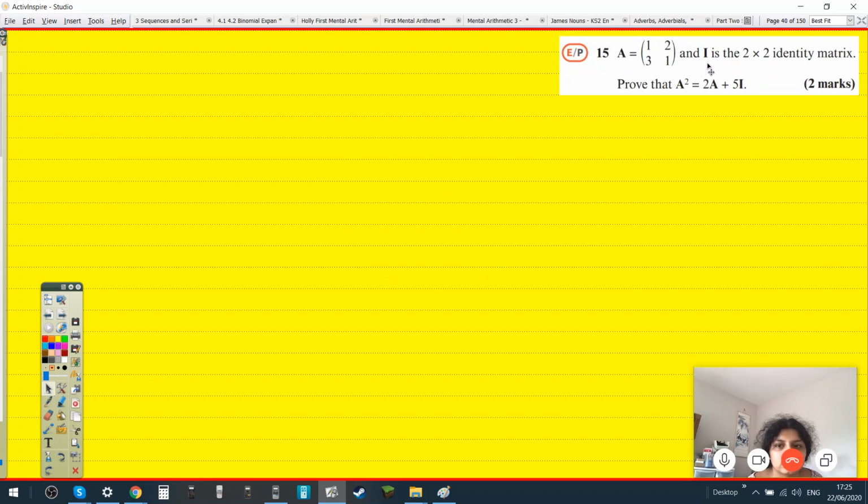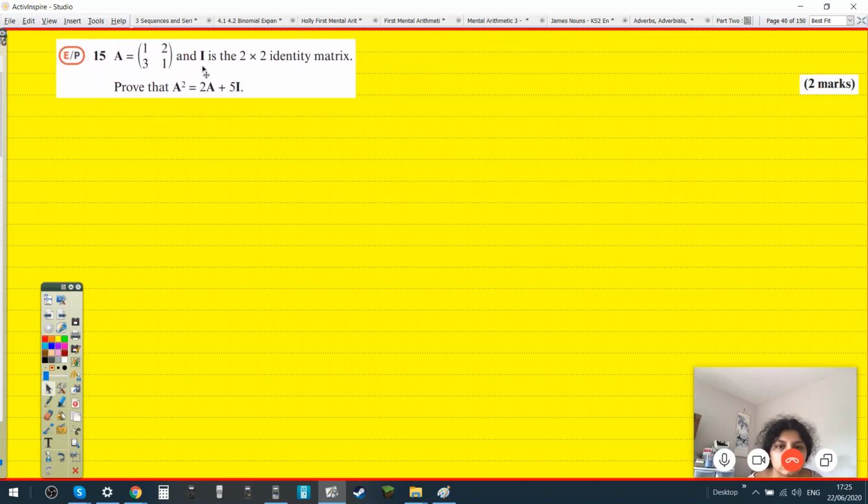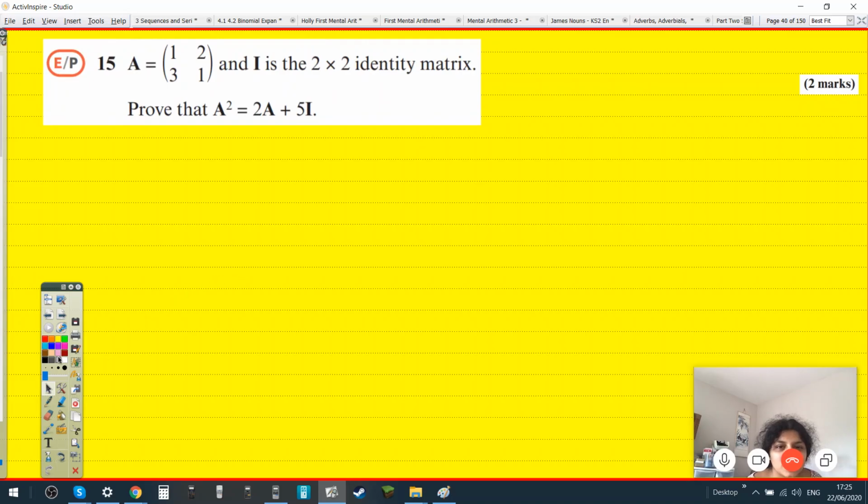So this is what an exam question looks like. What is this one? What is the 2 times 2 identity matrix? Oops. The identity matrix, 0, 1, 1, 0. And so basically it's like times by 1, essentially. Oh, okay. Prove that A squared is equal to 2A plus 5I. Okay, I guess you should figure out what 2A plus 5I is.